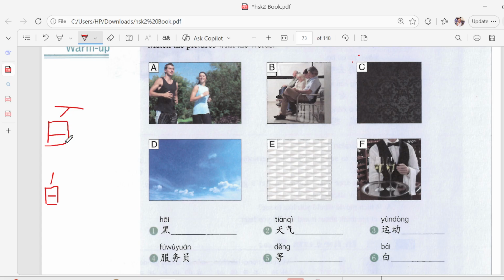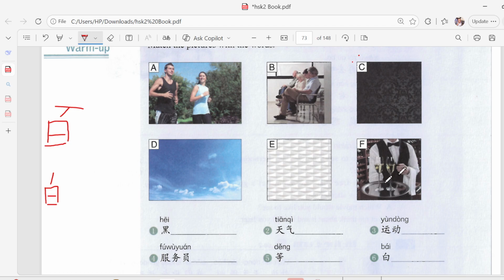Remember the numbers? Last time we learned numbers, and we're going to take some time and learn numbers up to 1 million. Yes, because last time we learned up to 100. So this bai is for white. Then F is for fuwuyuan, which is waiter. It might be waiter or waitress. It doesn't matter. In Chinese, there are no strict rules about that.